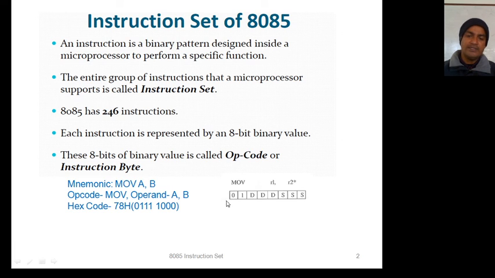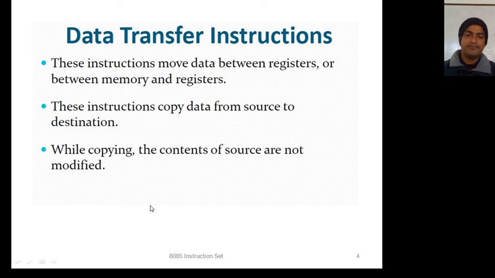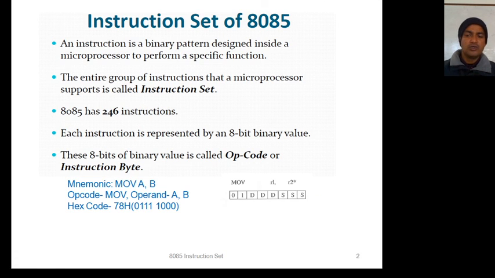Later on you will see how to determine the opcode of any instruction. Okay, it means this is a binary pattern. What is the significance of this 01? 01 means move. Data is transferring from source to destination, and in this case the destination operand is A. This A is your destination operand. And the source operand is 000, B. So data is transferring from B to A. This is your hex code.